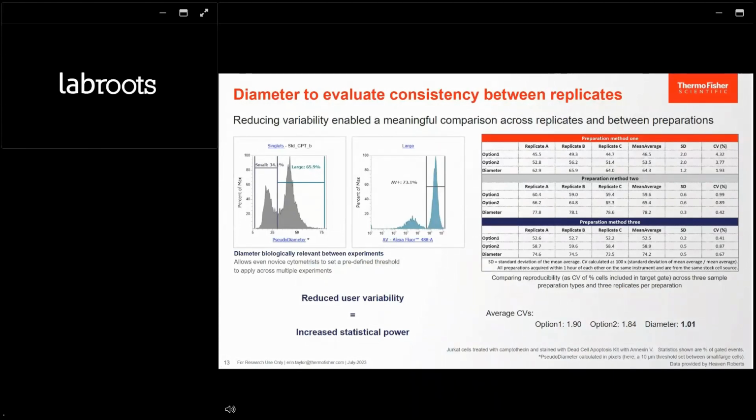Ultimately, this is not necessarily reflective of real world flow cytometry samples, simply because there's no way we can control variation between our donors and sample types to this degree. But it's really promising to see that the image parameters reduce user variability and increase statistical power by doing that. And so we see this in the reduction in variation in replicates.